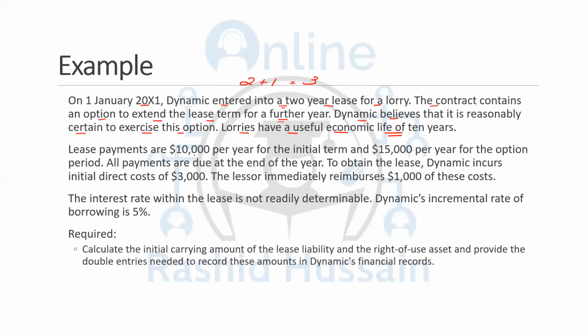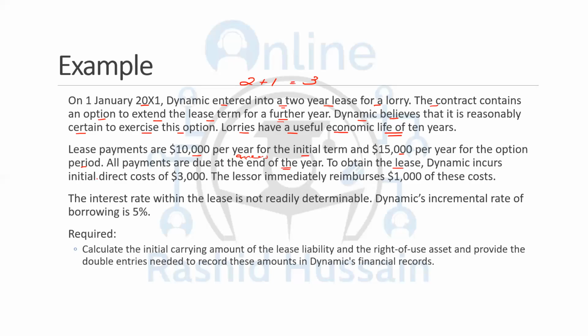The lease payments are 10,000 per year for the initial term. That means for the first 2 years, and 15,000 per year for the optional period. That means for the third period. These are the obligations, lease payments. All payments are due at the end of the year. When you're making payment at the end of the year, these are known as payment in arrears.